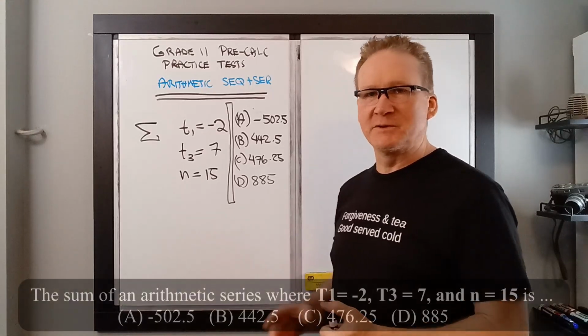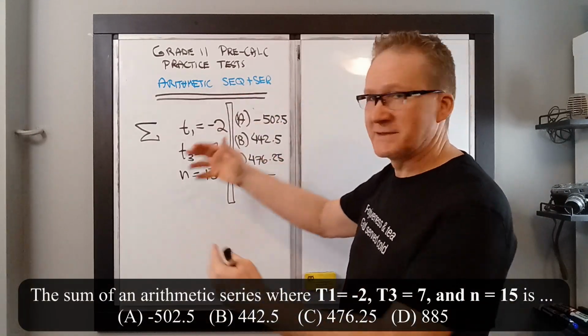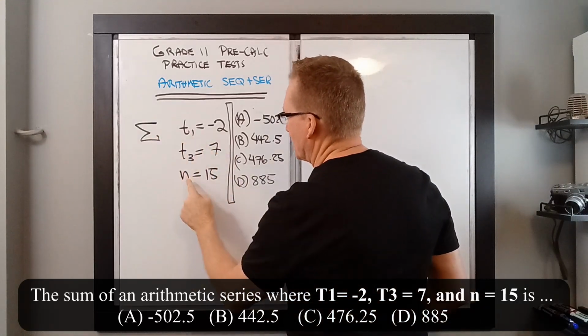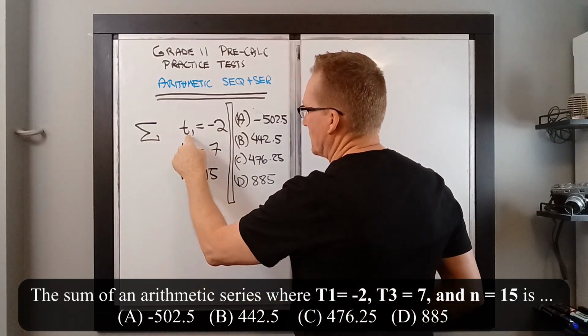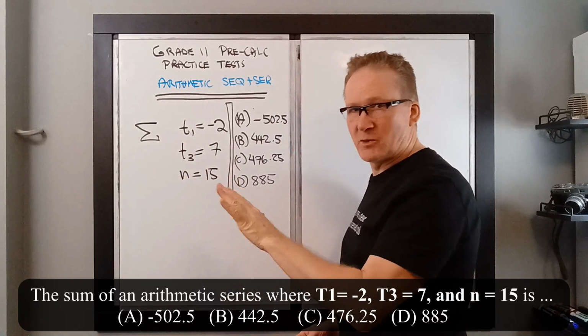Here we have another sequence and series problem. Remember, a sequence is a set of numbers. A series is adding up those numbers. Here we want to know the sum of the first 15 terms, where the first term is -2 and the third term is 7. This is a little bit more complicated.